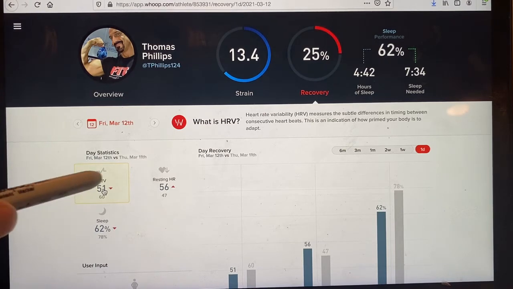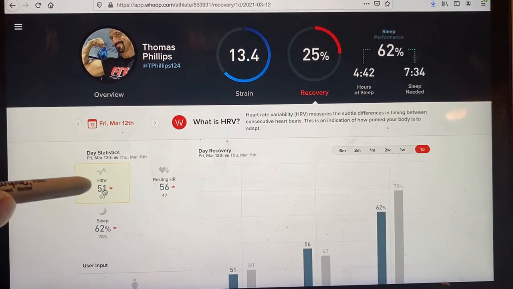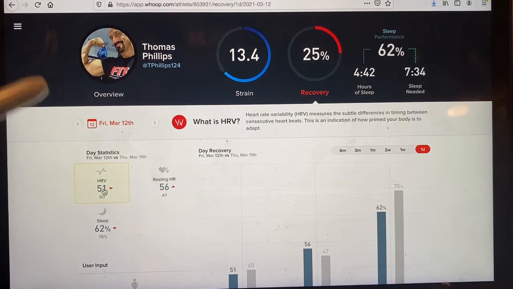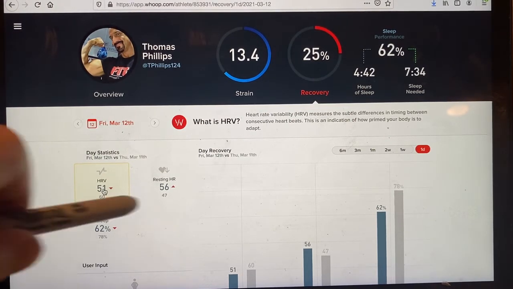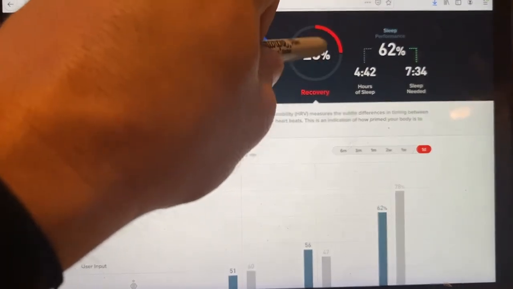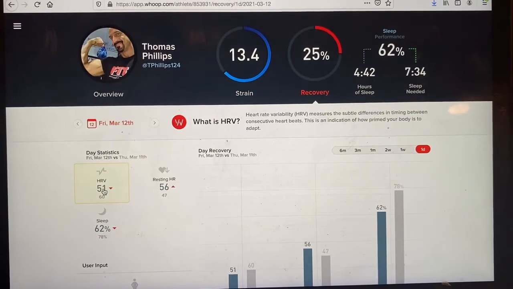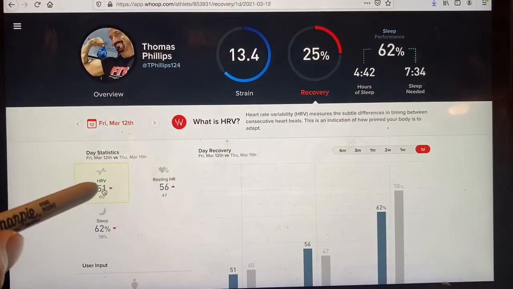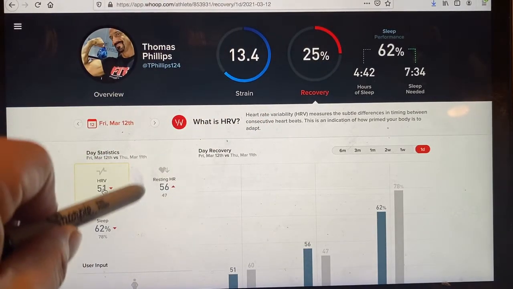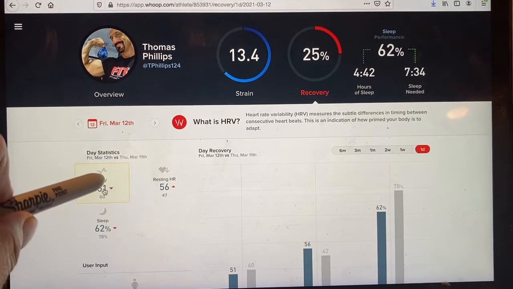But that is the hard marker right there, just like your heart rate, right? Your heart rate is an actual thing from your biochemistry. It's not an algorithm. So when it comes to recovery, I want you to pay attention to heart rate variability. What is it? How do you improve heart rate variability?